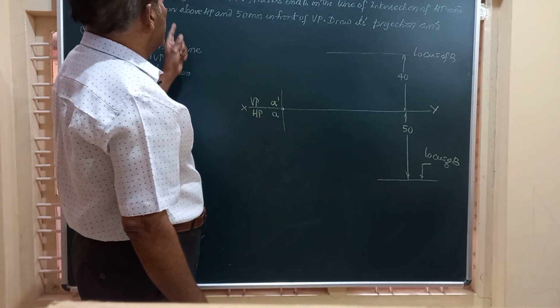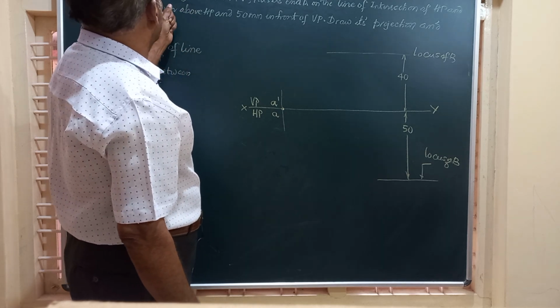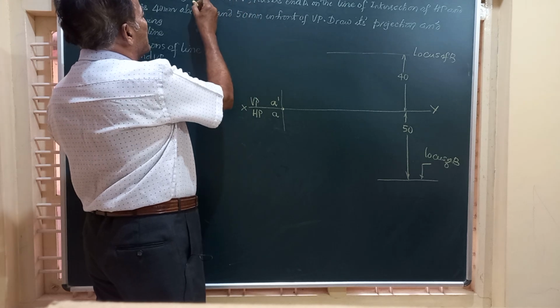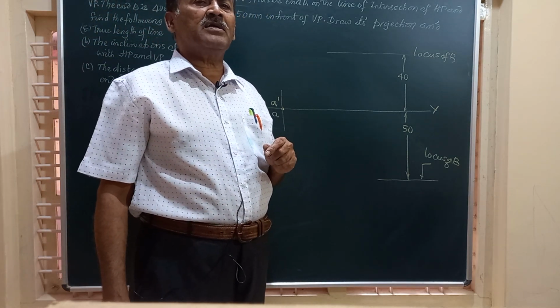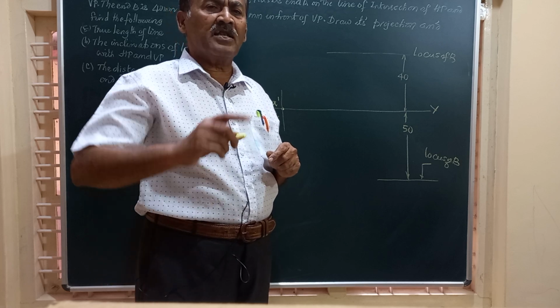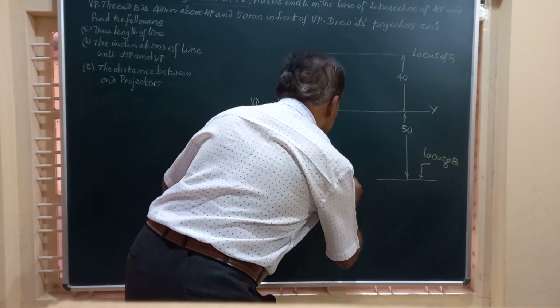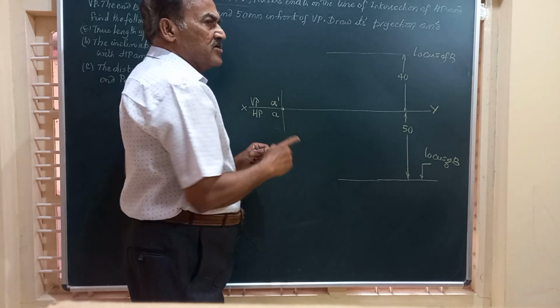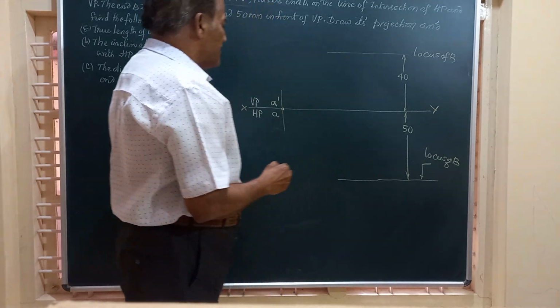Friends, what other data is given? You have been given that the top view of the line measures 60 millimeter. So the top view is represented by small ab for a line represented by capital AB. So friends, we have this locus here. We have got the point a here. ab represents the top view. So we have the length of the top view.